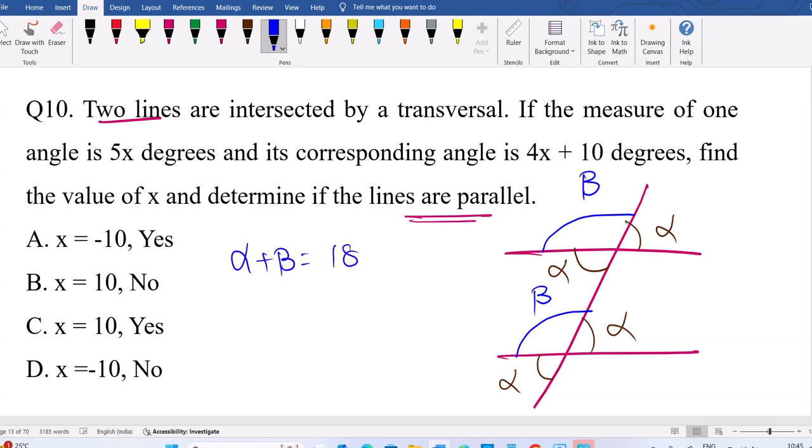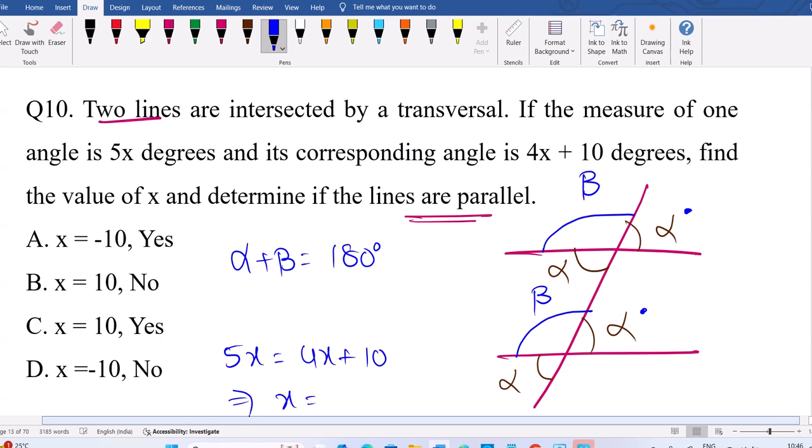That's a straight line. But here they're asking about the corresponding angle. This I can say is a corresponding angle. This is one example of a corresponding angle. So 5x must be equal to 4x plus 10. Then x will be equal to 10. So x is 10 and the lines are parallel.